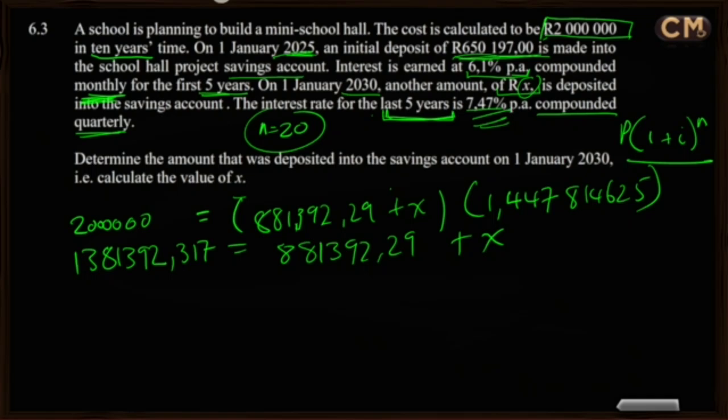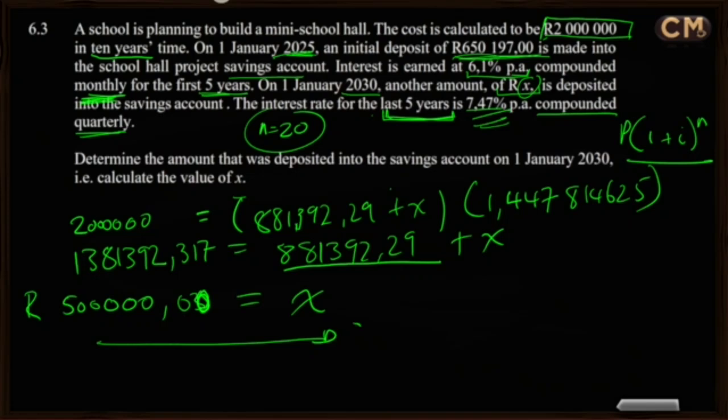So if we finally subtract 881,392.29 from both sides, we'll have that x, this amount that was added at some point, is equal to 500,000 Rand and 3 cents is what you would get. But I'm going to assume for a deposit that 03 becomes irrelevant, which means we need to approach this logically. The amount that was added was 500,000 Rand.